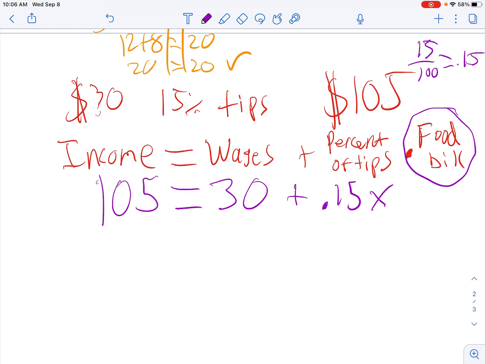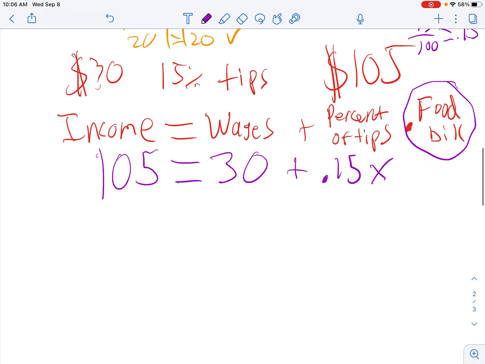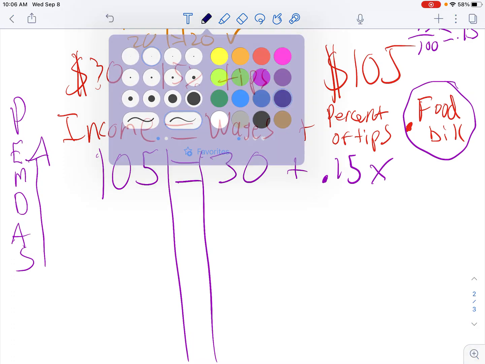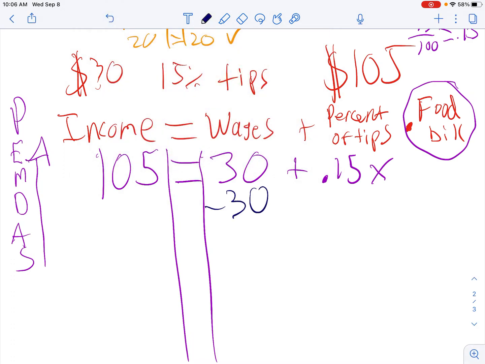And then I don't know how much the food bills were. So we're going to use a variable, okay? Variables are unknowns. So if we don't know something, we can use a variable. Now, if I separate my left and my right side and I do PEMDAS backwards, I'm going to start with all my addition and subtraction.